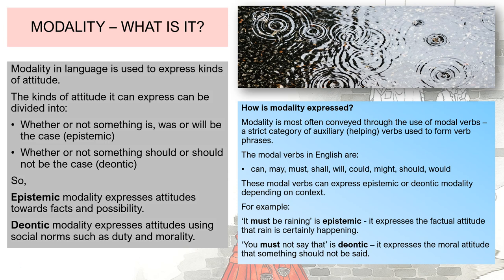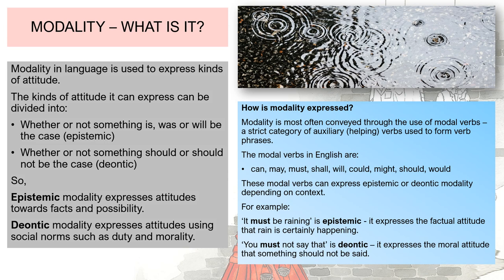Modality in language expresses attitudes. And one key division in modality that can be really useful for A-level students is to understand that the kinds of attitude it expresses can be divided into whether or not something will be the case, or whether something should or should not be the case. And these two kinds of modality are called epistemic and deontic modality.